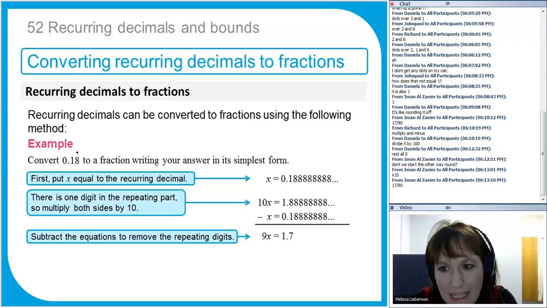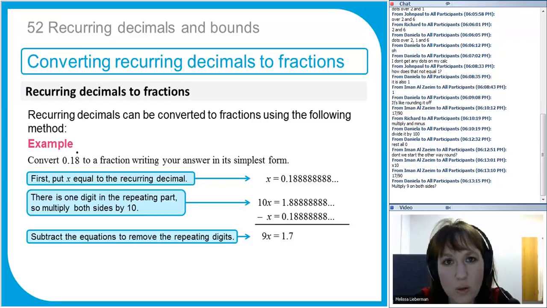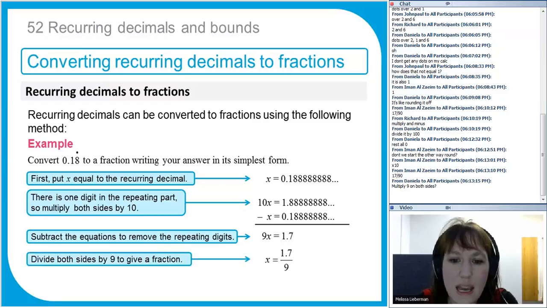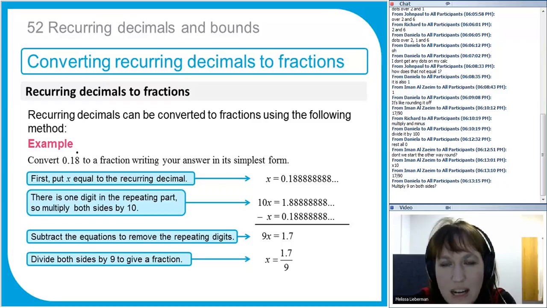So now we've got an expression which says that 9x equals 1.7. It's just an equation. And to solve this equation, I divide both sides by 9. I just write it as a fraction. So x is equal to 1.7 over 9. This is not my final answer, although it kind of looks like a fraction. It's not really a fraction because in a proper fraction there should never be a decimal in either the numerator or the denominator.